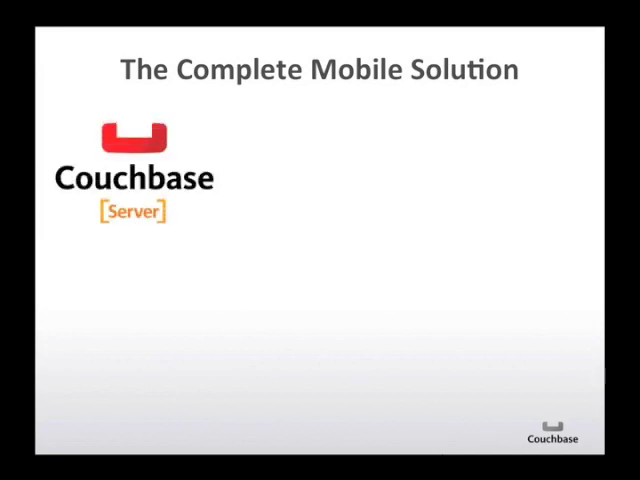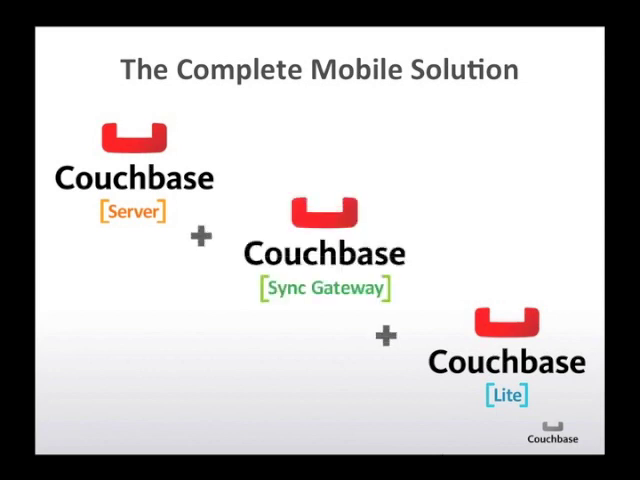To reiterate, we have three pieces in this complete mobile solution. We first have Couchbase Server, our document-oriented database that can be served on-premise or in the cloud. We then have Couchbase Lite, which we now have support for iOS and Android. And we also have Couchbase Sync Gateway, the sync tier that ties these two pieces together.